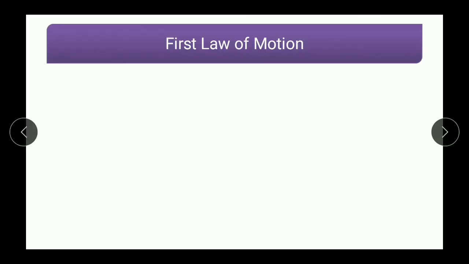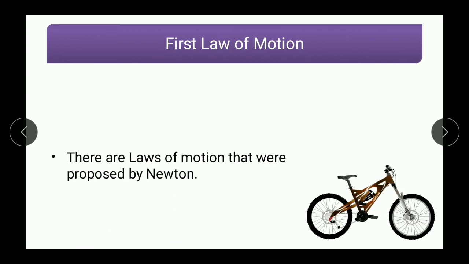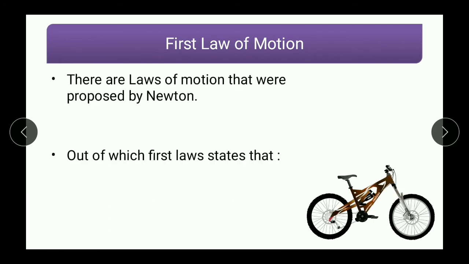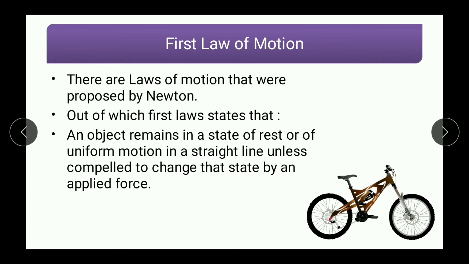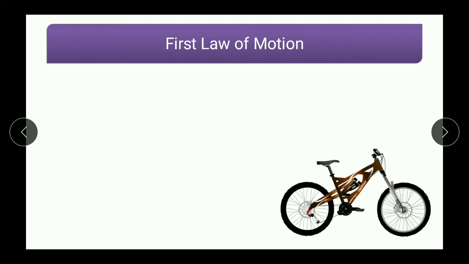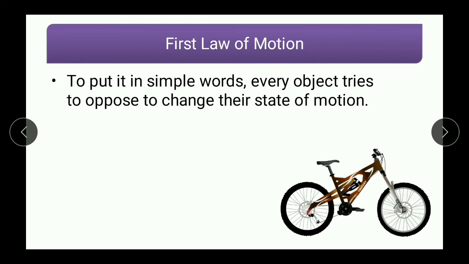Let us see the first law once again. This law, as we know, was proposed by Newton, and there were three laws proposed by him, out of which the first law states that an object remains in a state of rest or of uniform motion in a straight line unless compelled to change that state by an applied force. So the object will continue to move, or continue to remain at rest, unless we apply force on it. To put it in more simple words, we can also say that every object tries to oppose any change in its state of motion.